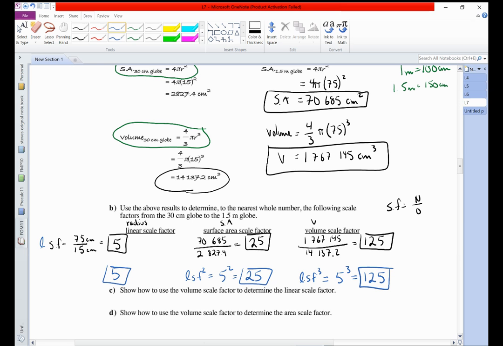So either way you want to do that, you can. You could have just done the whole calculation every time, but we could have figured out the volume scale factor without having to do this big calculation up here to find the new volume. We could have just taken the linear scale factor and converted it into a volume scale factor. Hopefully that all makes sense.